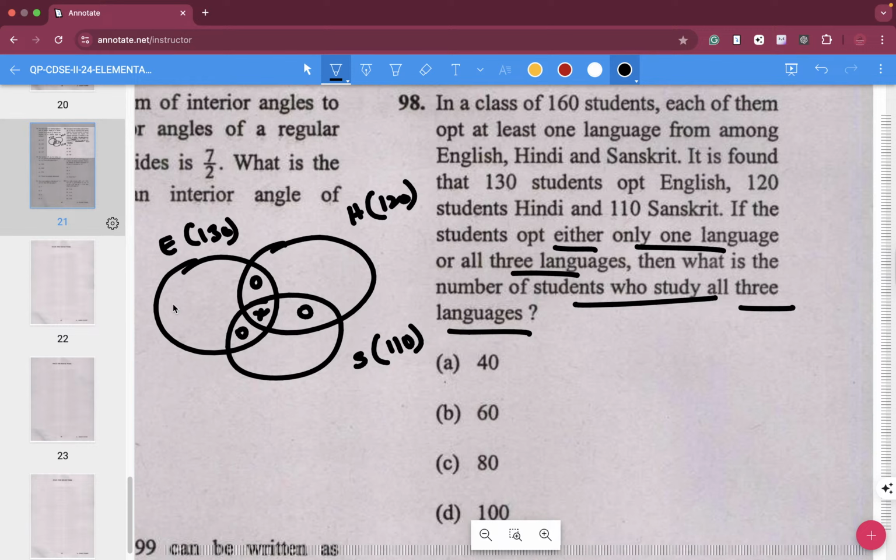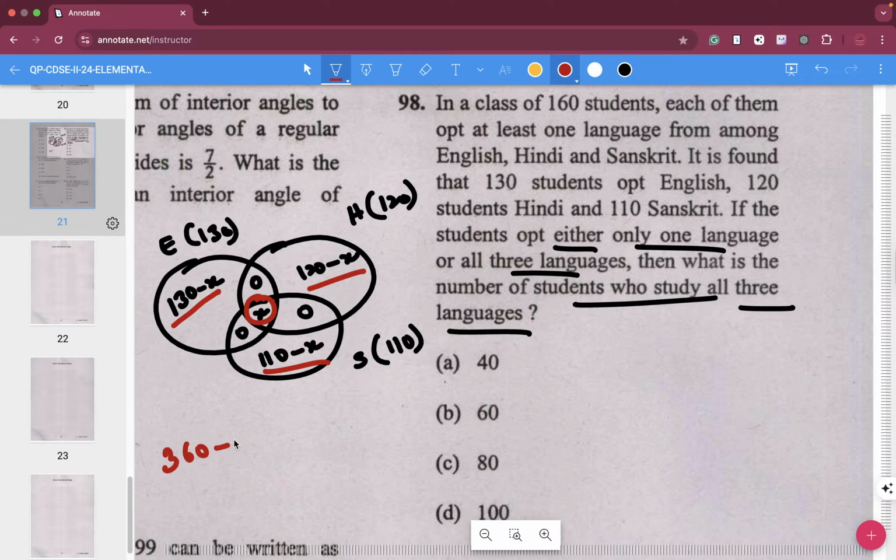If I assume that as x, then only opting for English is this particular value, and this particular value, and this particular value. You can't miss this kind of question. You should be able to identify such a kind of question. Now, the sum of this plus this plus this and plus this.